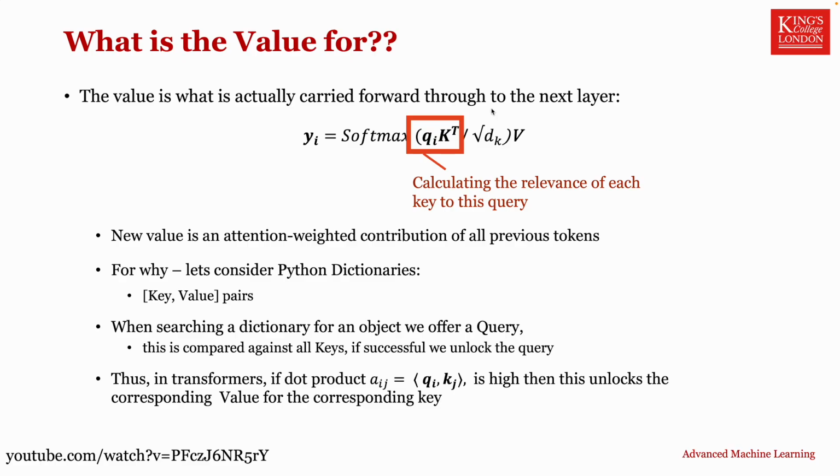One way to think of the value is to remember how things work for Python dictionaries, where this key, query, value terminology comes from. So in Python dictionaries, we associate each value with a specific key, such that if we then supply the correct query that exactly matches the key, then we can unlock the value associated with that key. Thus in transformers, if dot product aij is high, then this is going to unlock the corresponding value for that specific key, and that specific key is going to have a large contribution to the new value of the token i.